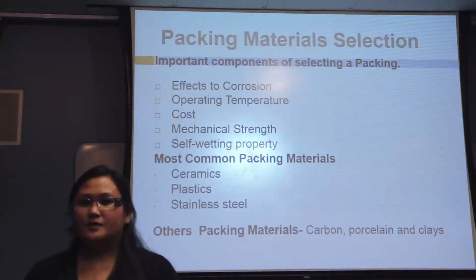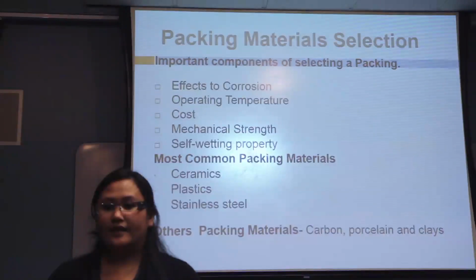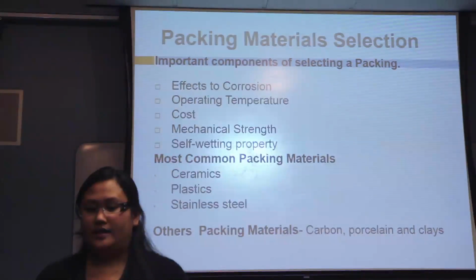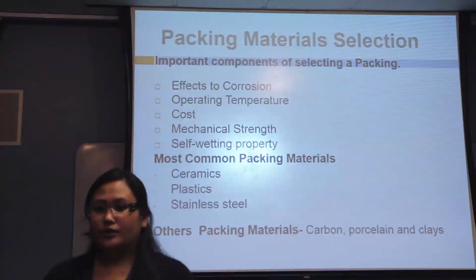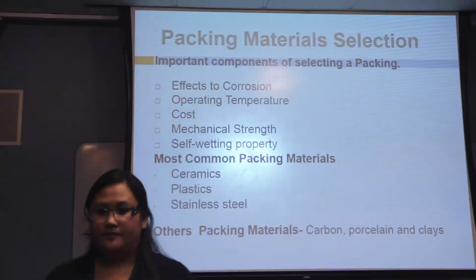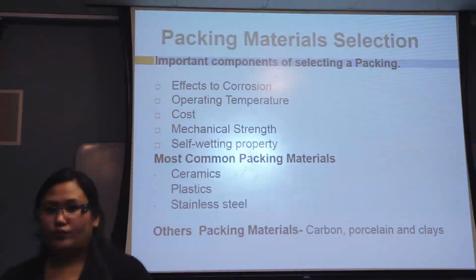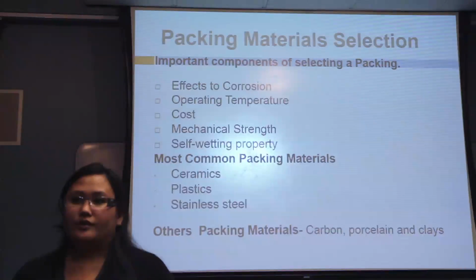How do you choose materials for packings? There are 5 important components that we have to consider for choosing packings. These are effects to corrosion, operating temperature, cost, mechanical strength, and self-wetting properties. There are 3 materials that most industries use, which are plastics, ceramics, and stainless steels. Other materials are carbon, porcelain, and clays.